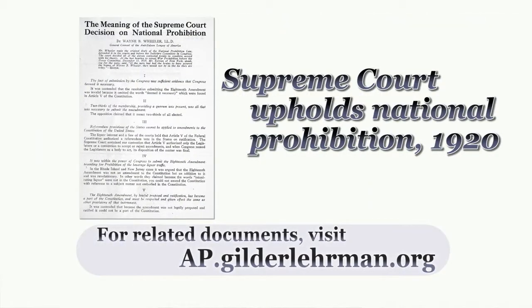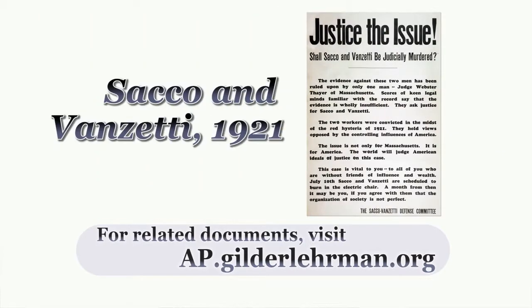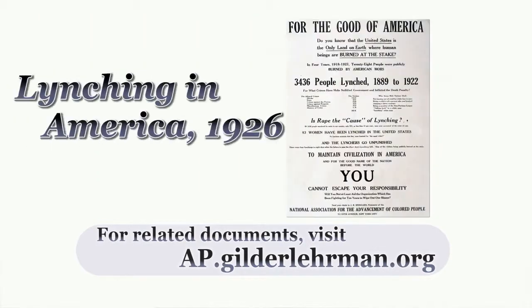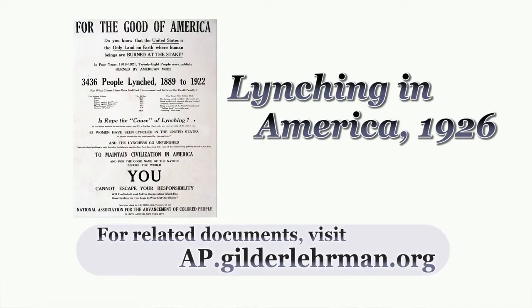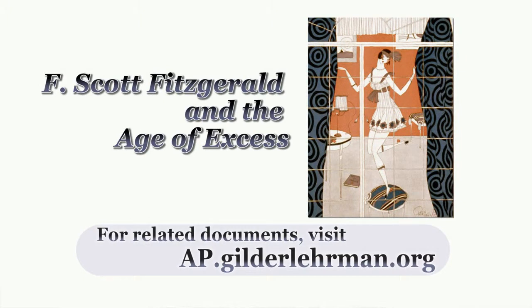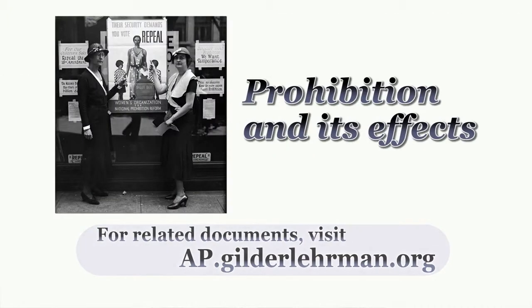For more on what we've covered to this point, see the following documents and essays on the Gilder Lehrman website. The Supreme Court upholds national prohibition from 1920, Sacco and Vanzetti from 1921, Lynching in America from 1926, and F. Scott Fitzgerald and the Age of Excess, and Prohibition and its Effects.